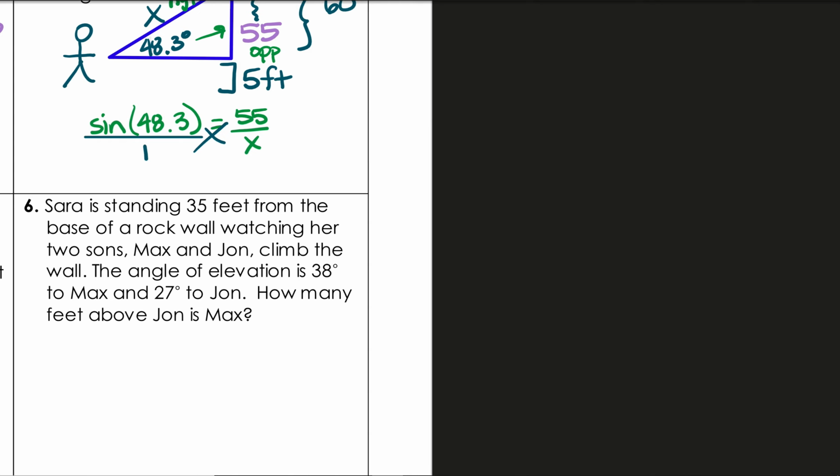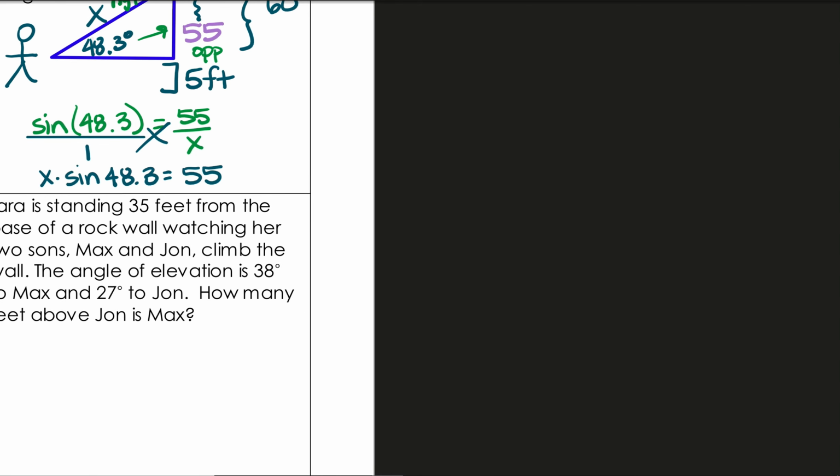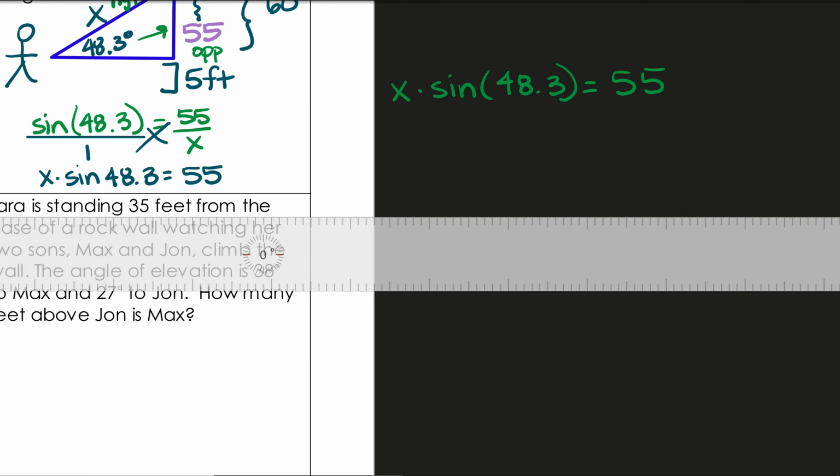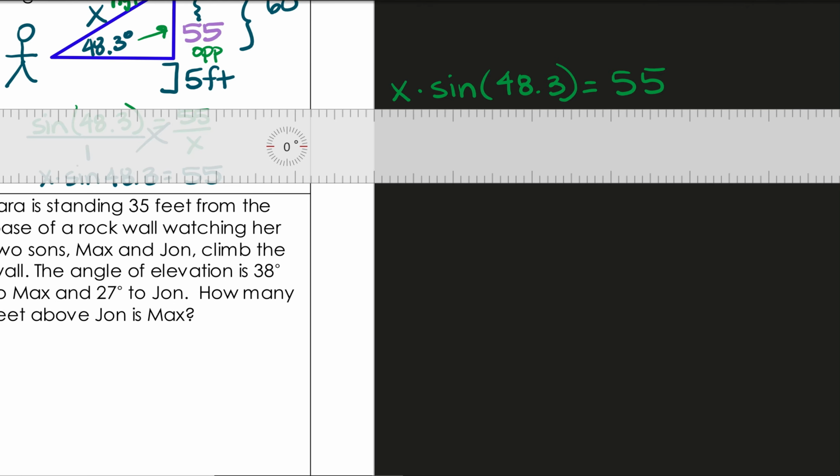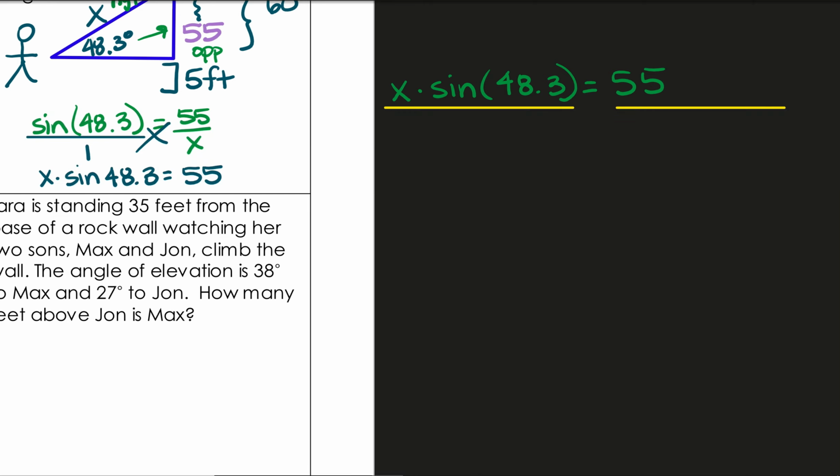So x times sine 48.3 is going to give me 55. Now I need to think, okay, how am I going to isolate the x? How am I going to get that by itself? Well, they're multiplying, so I'll divide here. So let me rewrite this so that I have a little bit more room. I have x times sine of 48.3 equals 55. And again, we said if they're multiplying, then in order to isolate, we need to divide. So here, I'll divide each one by sine of 48.3.